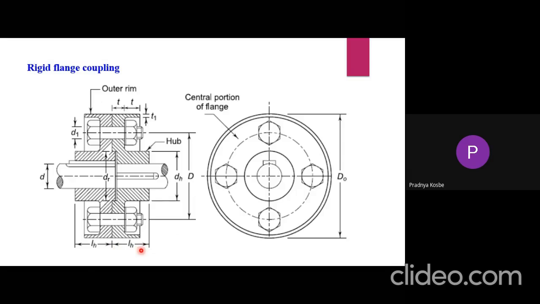That is the length of hub. Small d is the diameter of the shaft, and d1 is the diameter of the bolt, and Do is outer diameter of the flange. These hexagonal headed bolts are used. So this is the nomenclature which we are going to use while design of a flange coupling.